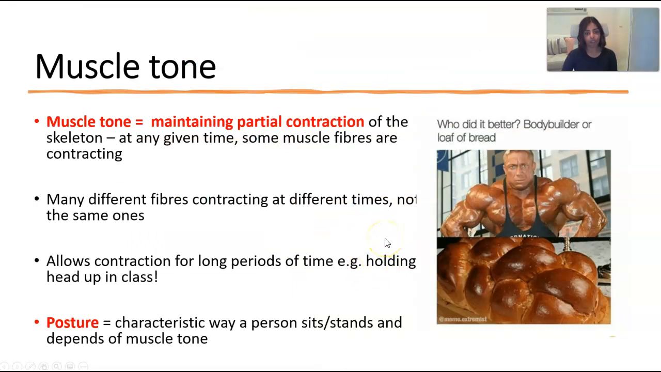Okay, so now we're going to be looking at muscle tone and what this means. Now, muscle tone is about maintaining partial contraction of the skeleton at any given time. So what this means is that some muscle fibers within the muscle itself will be relaxing and others will be contracting. The reason why you want this is because you don't want everything contracting and relaxing at the same time, and you want to give some of those muscle fibers a rest so you can maintain this for a long period of time. And that's the basis of posture, and it helps us to sit and stand in a certain way based on muscle tone.